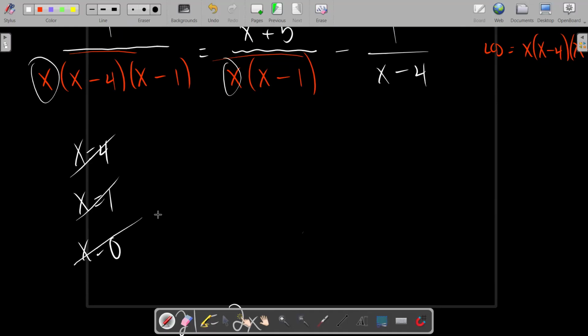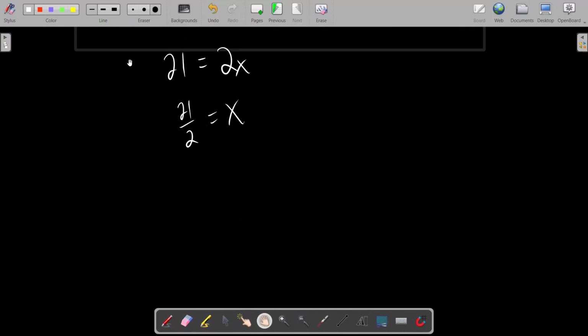Okay, but we didn't get any of those, and so we're good. So you can box this little guy up and on to the last one we go. Our last math problem of the year in this format, which is kind of exciting.